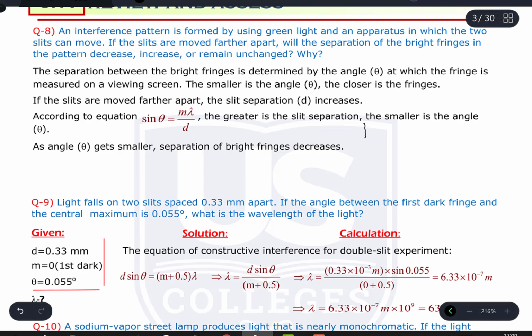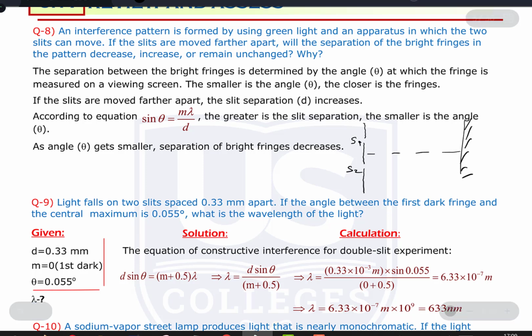This is one slit. Here is the separation between the slits S1 and S2. You are going to form an interference pattern on a screen. The interference pattern is formed using green light, and both S1 and S2 produce green light, in an apparatus in which the two slits can move. You can change the separation between the slits. Yes, slits can move. That means that you can change d.